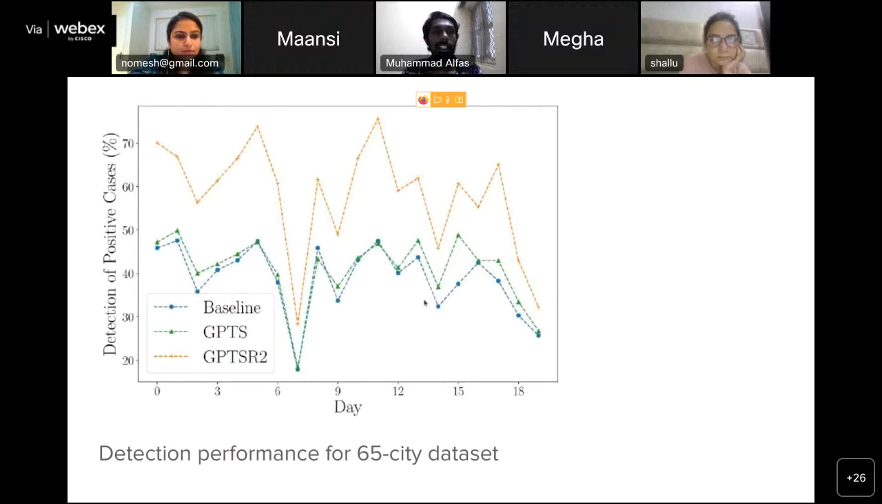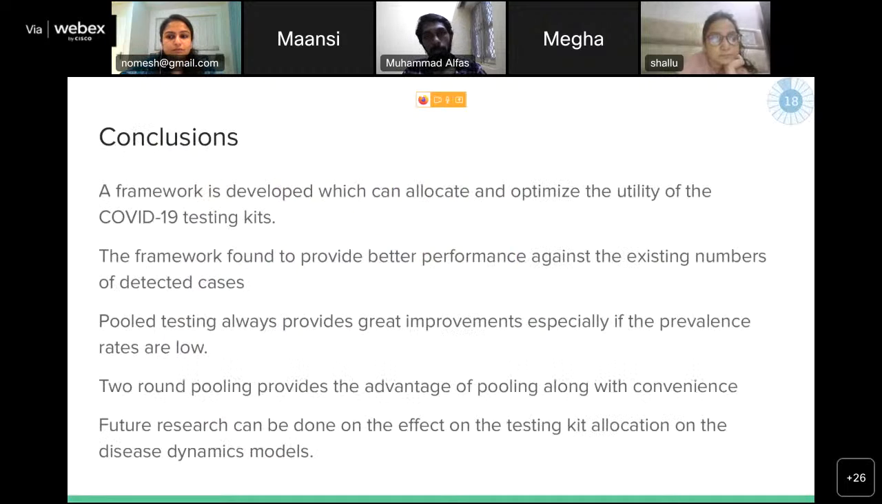It happens mainly because the 65 city data set varies a lot in terms of demographic factors like population density and so on. So there is an advantage in multi-armed bandit methods if we don't use pooling, but the advantage is very slight. And if we use pooling, there are obviously better advantages over time. Here also the advantages reduce over time because the prevalence rate increases. Here we only took 20 days of data because of computation limitations.